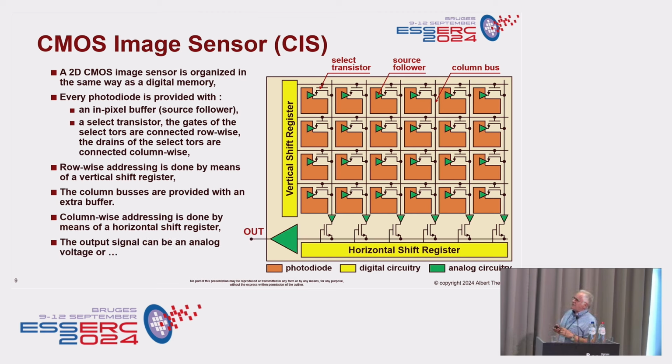And in the early days of CMOS image sensors, the buffer at the output was an analog device. But that's old-fashioned. These days, we don't work with analog outputs. Well, there are a few exceptions. Canon, for instance, a very famous camera manufacturer, still uses analog output. But most of them have a digital output, an ADC, analog to digital converter.